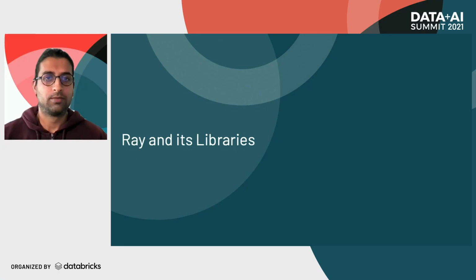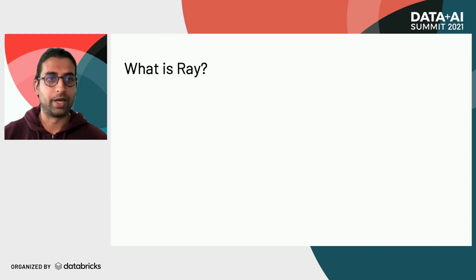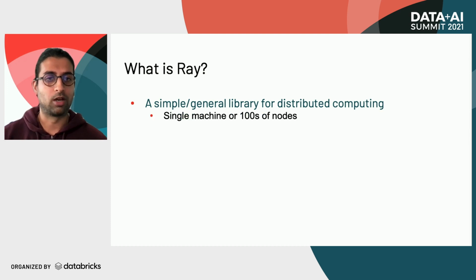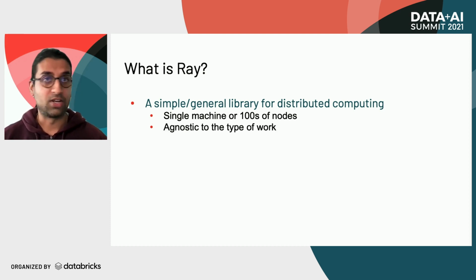So now I'm going to give you a little overview of Ray and some of its libraries. So first of all, what is Ray? It's a simple and general library for distributed computing. And so this will work across distributing work across multiple cores on a single machine, or even across hundreds of nodes. It's agnostic to the type of work. So here we'll be focusing on machine learning workloads, but it'll work for anything where you can parallelize and use distributed computation.